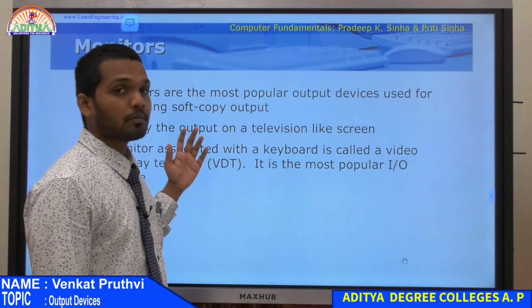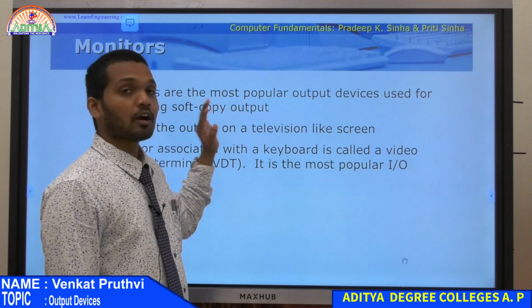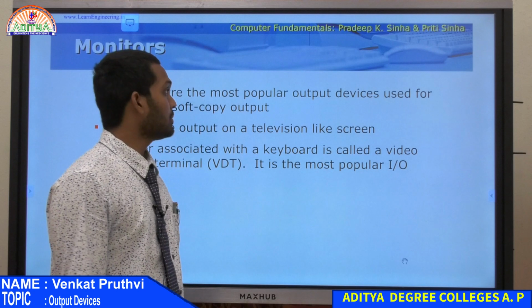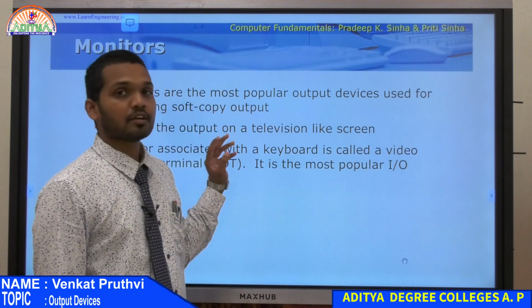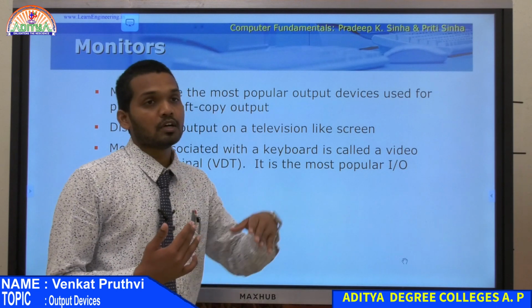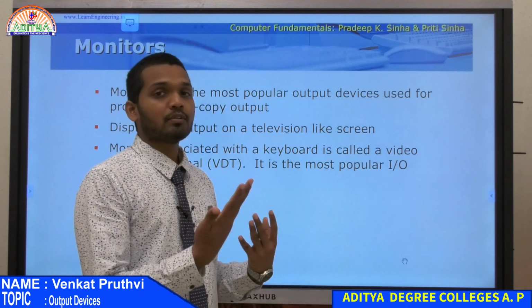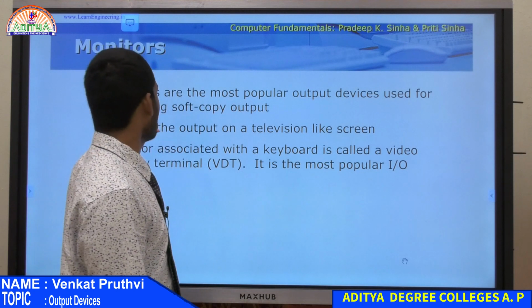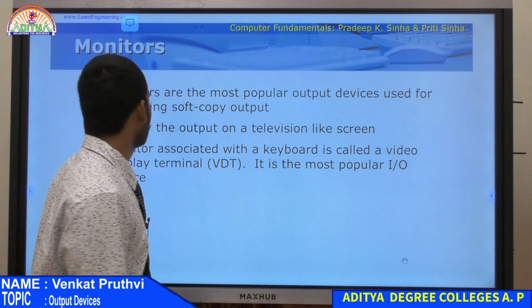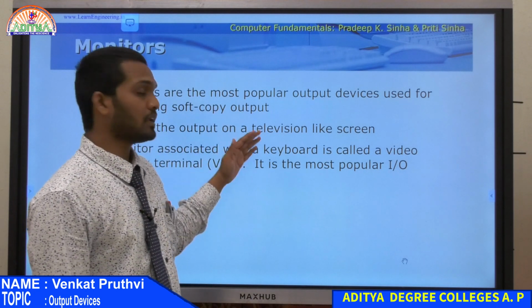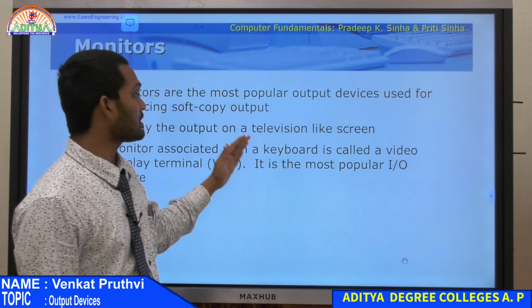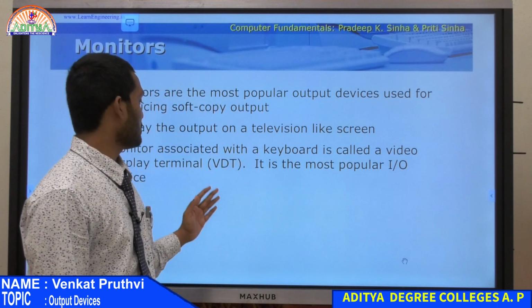So when we talk about monitors, they are the most popular output devices. In every personal computer, every desktop computer, we definitely have a monitor connected to it, because whatever the user is interacting with, the operating system or the UI, is all available on the monitor screen itself. So monitors are the most popular output devices used for producing soft copy output, and they display the output on a television like screen. You all know what monitors look like, and a monitor associated with a keyboard is called a video display terminal, VDT.